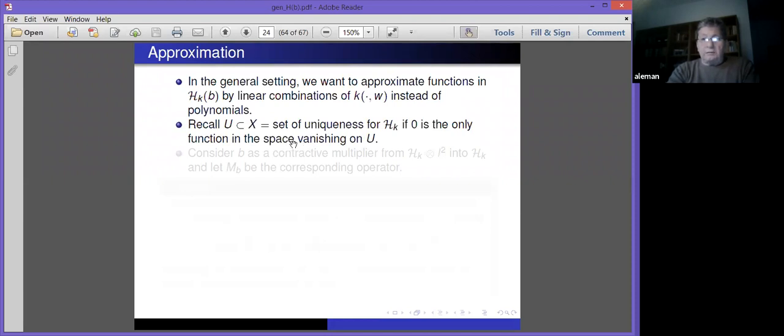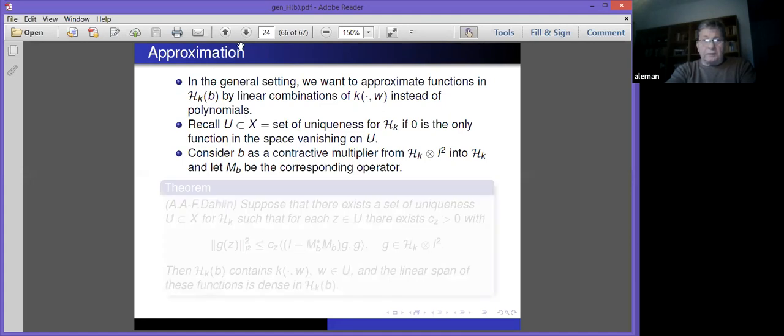Okay, and then to state a result, I use this definition of set of uniqueness: a set U is a set of uniqueness if there are no non-zero functions which vanish on the set U. So 0 is the only one. And also for notation, instead of a sequence, I consider B as a contractive multiplier from this tensor product into H(K), and I denote by M_B the multiplication operator. Okay, and here's the theorem.